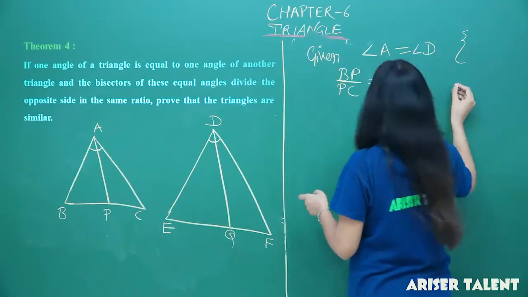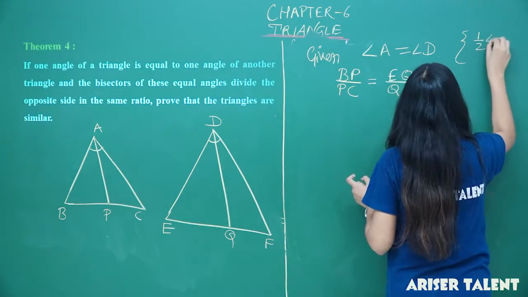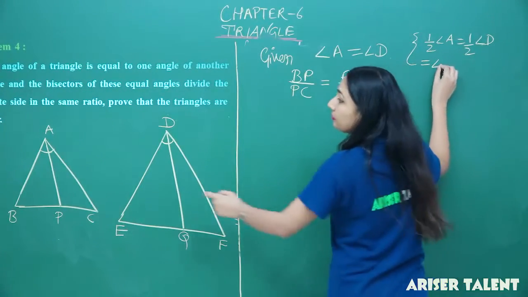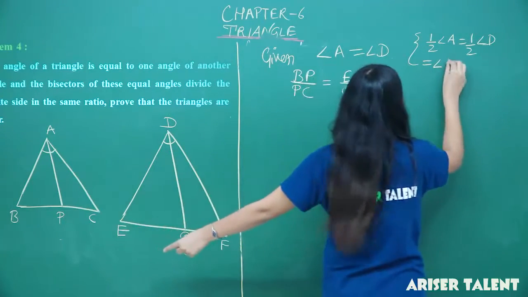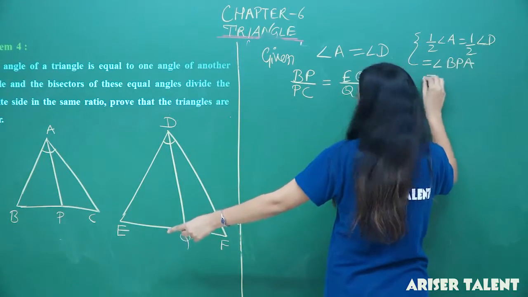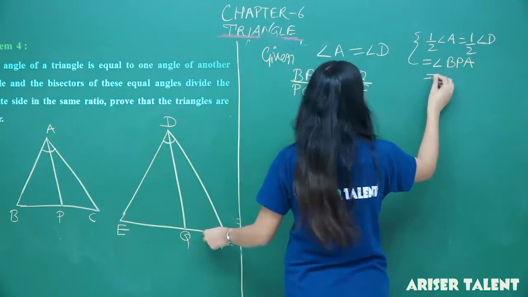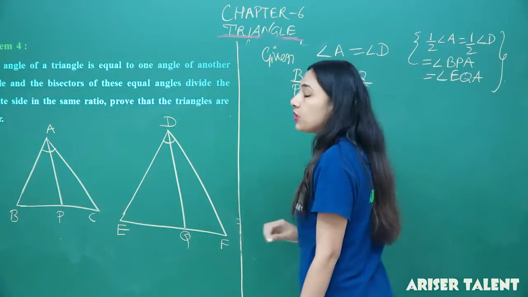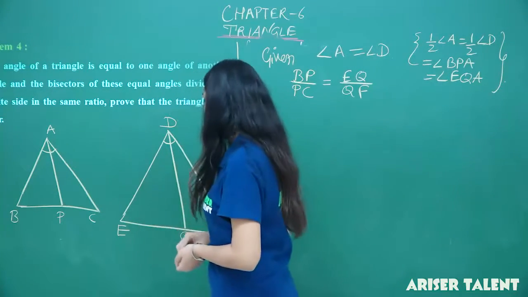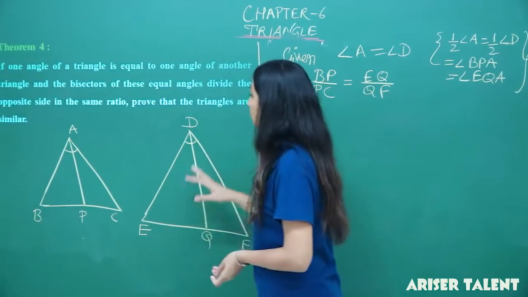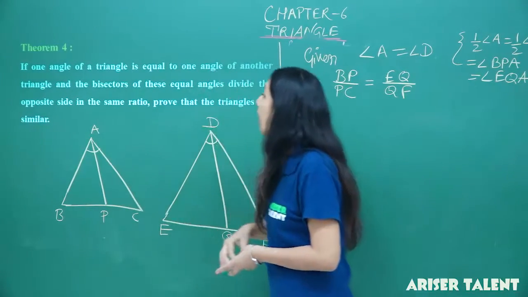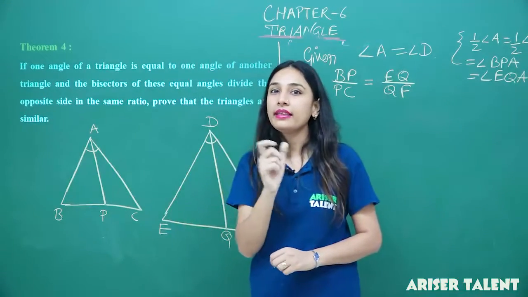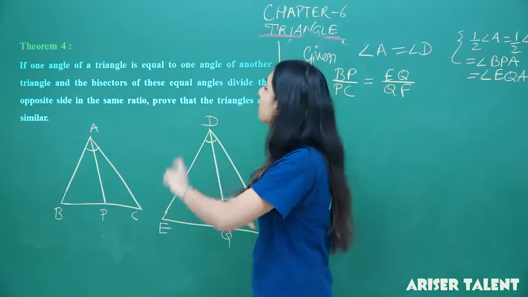So, ultimately we have given that half angle A equals to half angle D is equals to what? Angle BAP equals to angle EDQ. Right, students? We have given this information. Okay, so it's all given here, and we have to prove that these are similar triangles. Now, let's read it out again and find if we are missing anything.